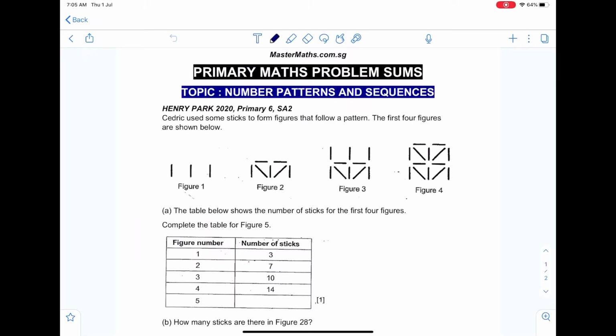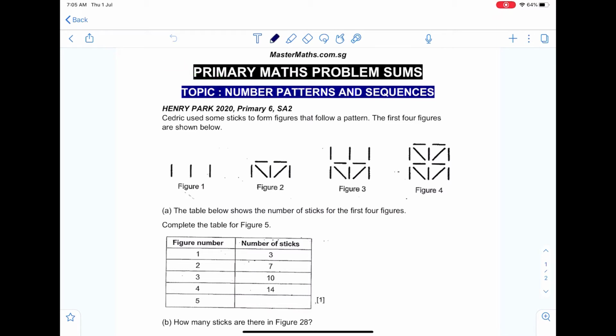Greetings friends, now in today's problem sums video tutorial we cover a prelims question from Henry Park Primary School, year 2020. And this question is about number patterns and sequences, alright?